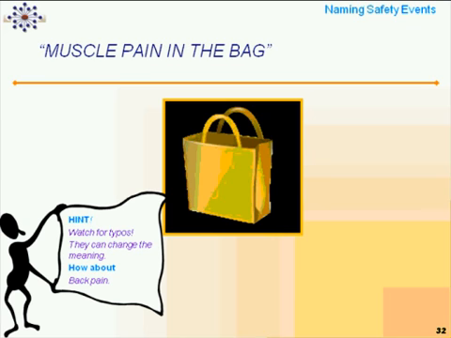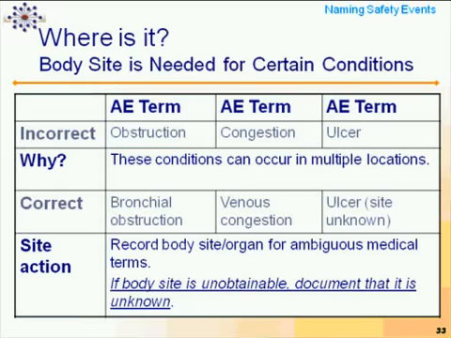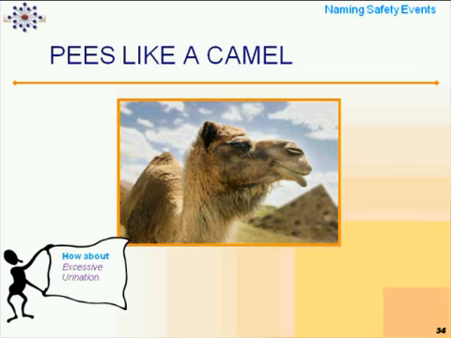"Muscle pain in the bag." Watch for typos. They can change the meaning. How about back pain? Where is it? Body site is needed for certain conditions. "Congestion." Venous congestion would be a more correct terminology for an AE. "Pees like a camel." How about excessive urination?